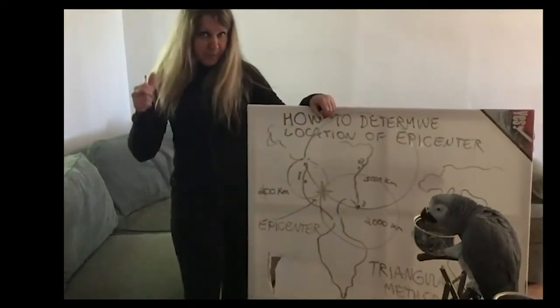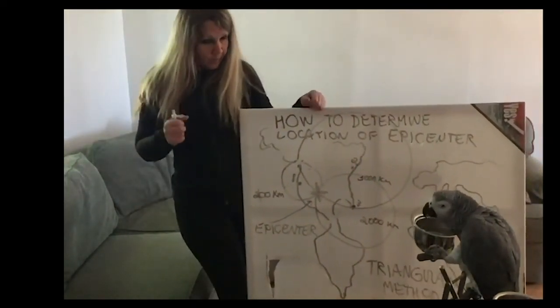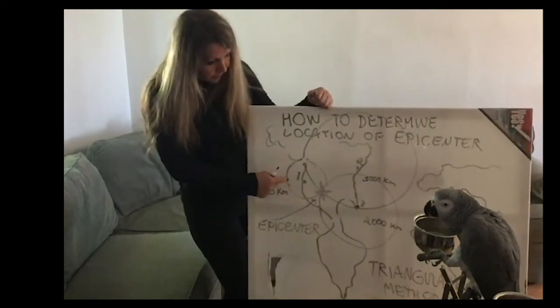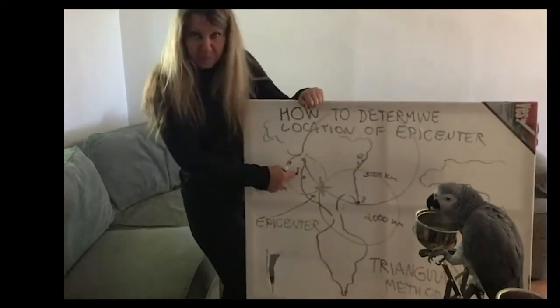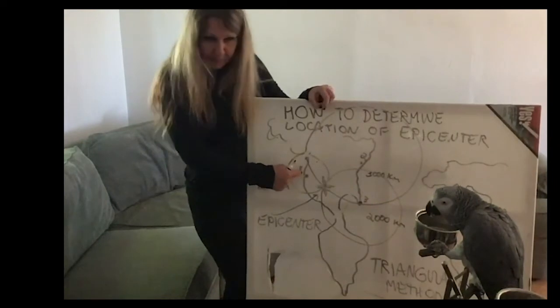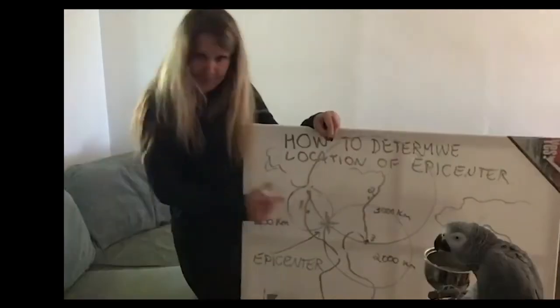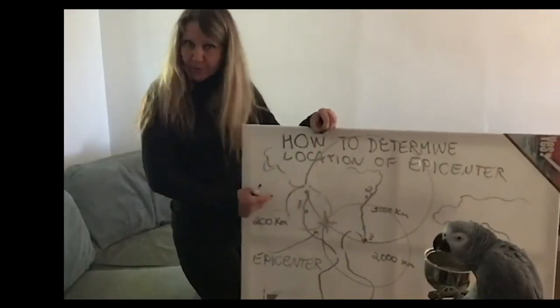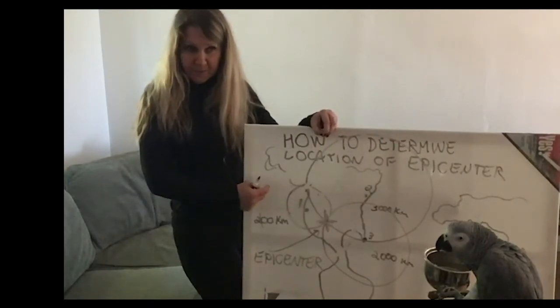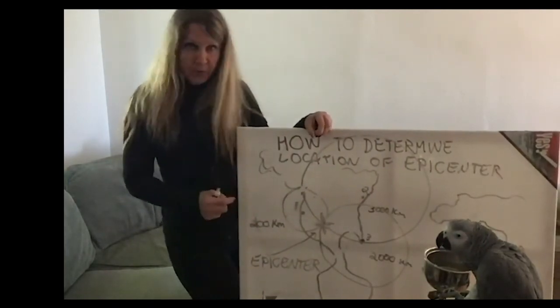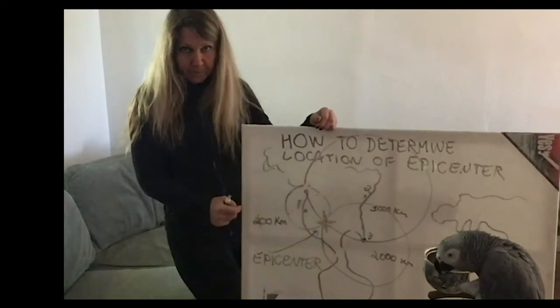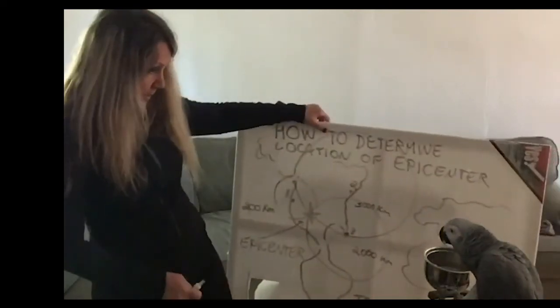So the 3 steps: number 1, you figure out the distance that each of these seismometers are located from the earthquake. So how far away? Step 2 is to draw a circle around each one, indicating that distance. And then number 3 is to figure out where they intersect. And that's your epicenter of the earthquake.